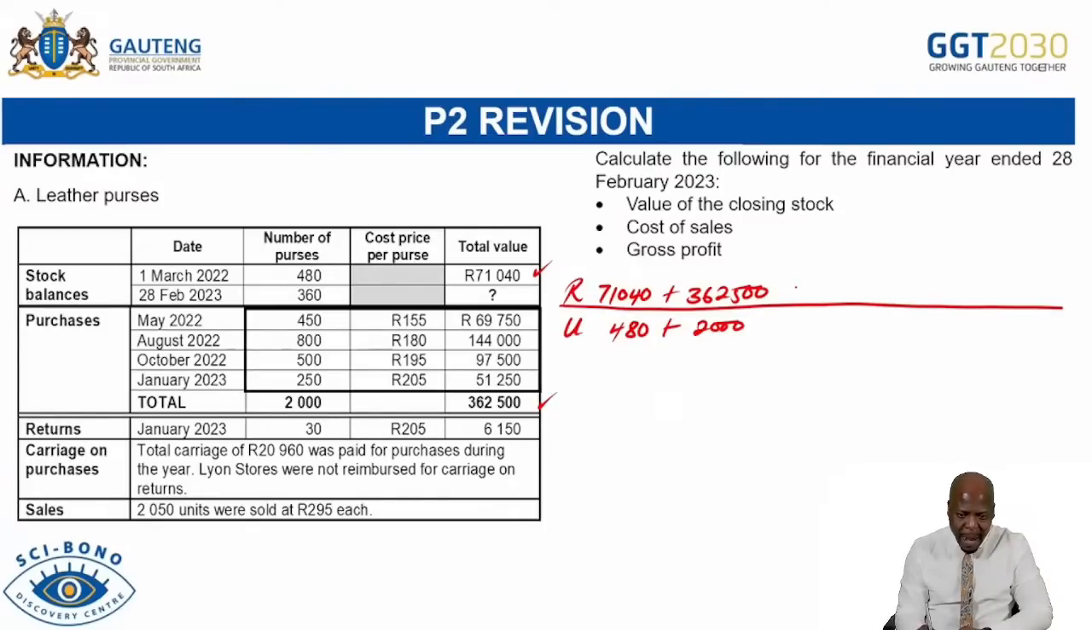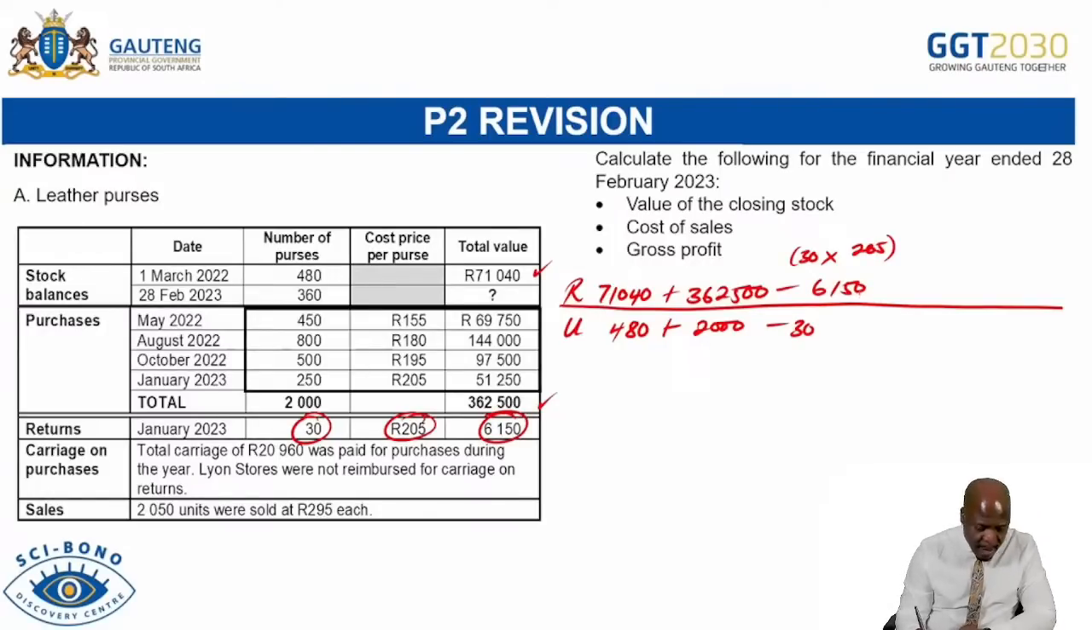Then we say minus returns. Minus 30 units returned. Here it's 30, and the returns are from January, and the cost price per unit is 205. So it's 30 by 205, but already we're given the total, which is 6,150. Then we now say plus carriage, 20,960.